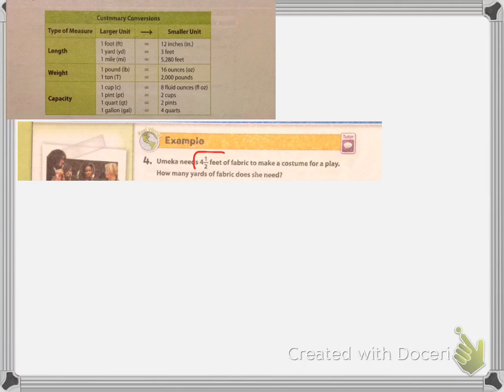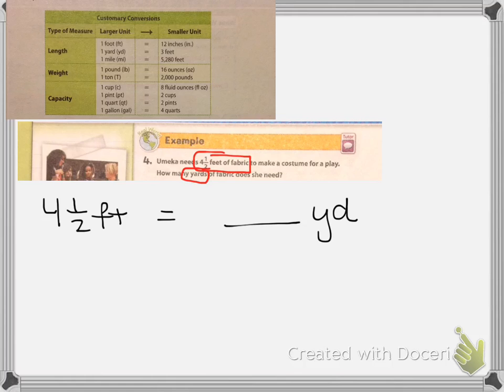We've got 4 1/2 feet of fabric, and all they're really looking for you to do, it says, how many yards of fabric does she need? So all they're asking you for is to change this 4 1/2 feet to yards. So let's go ahead and write that off to the side. Our problem is 4 1/2 feet equals how many yards? And I'm aware it's already written there for you. I want you to write exactly what I'm writing, please.